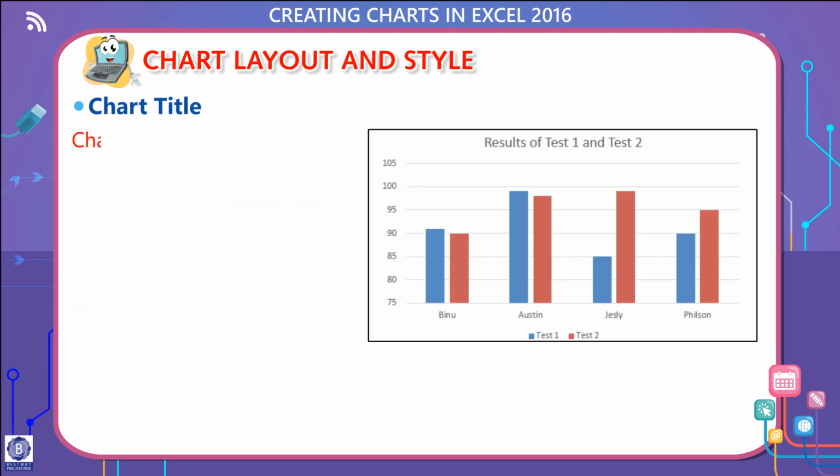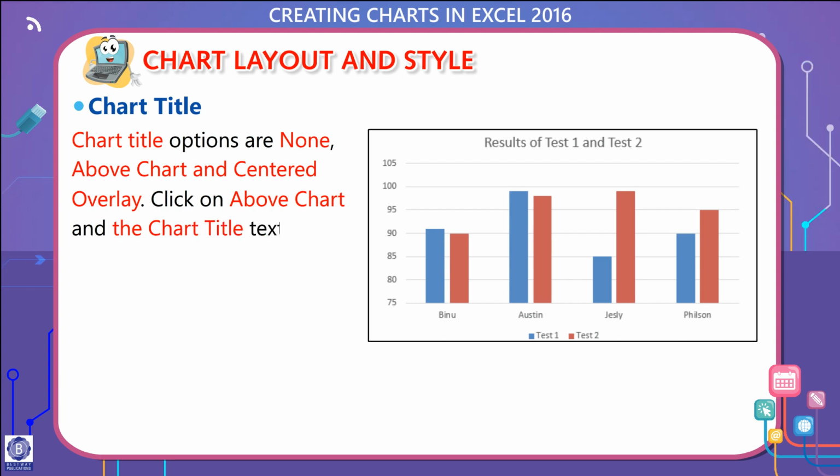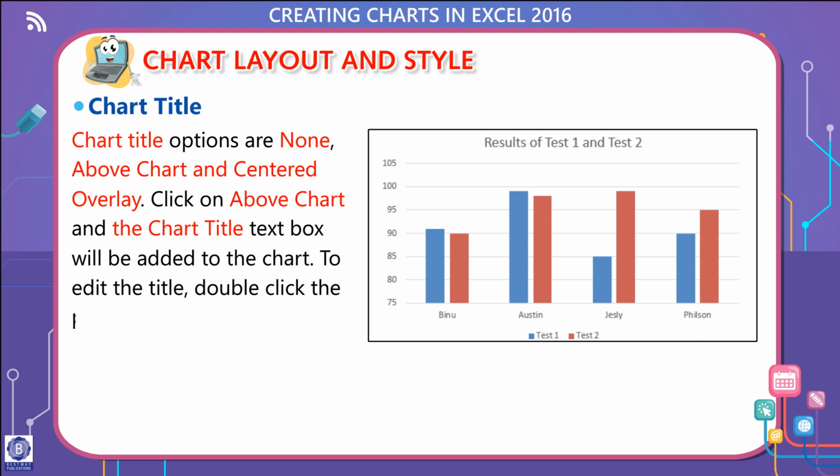Chart Title. Chart title options are None, Above Chart, and Centered Overlay. Click on Above Chart and the chart title text box will be added to the chart. To edit the title, double-click the placeholder and type the text.